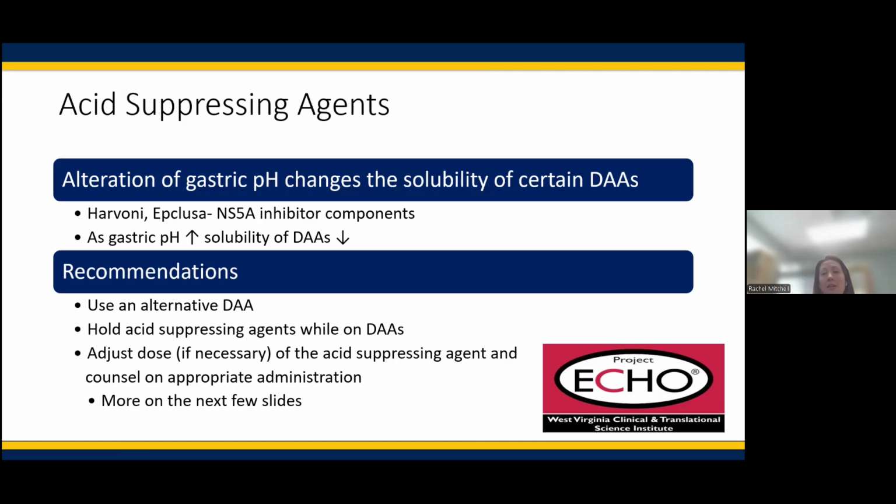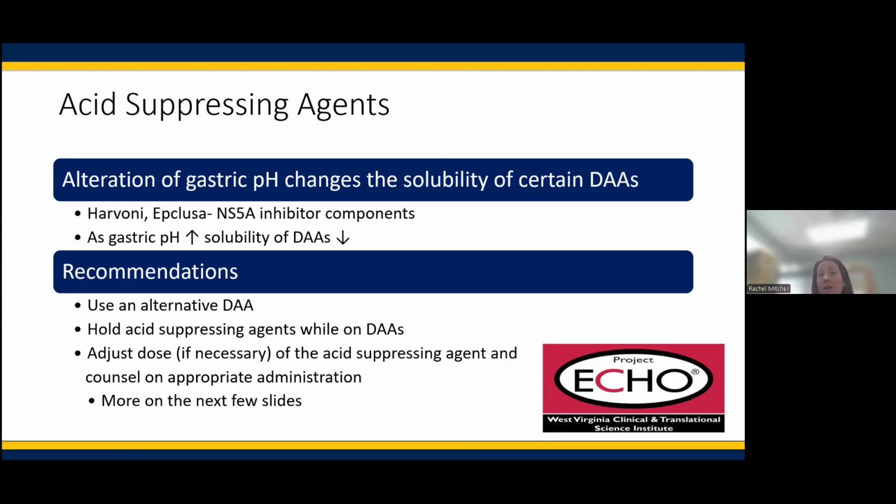So it's not dissolving, it's not getting absorbed, and then we end up with subtherapeutic levels. And the concern is virologic failure where they don't achieve cure because the levels aren't high enough. And then we end up with some sort of resistance as well, just because of those subtherapeutic levels. So again, you've got some options.